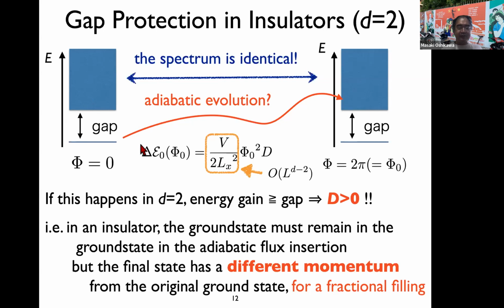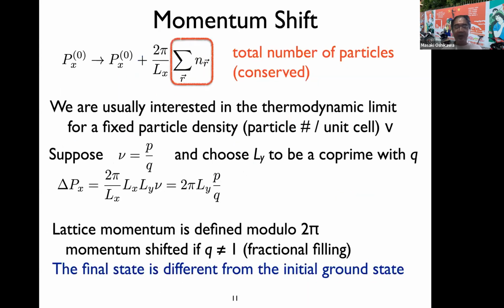And now I do this adiabatic flux insertion, starting from zero flux and ending up with 2 pi flux, one magnetic flux quantum, after inserting the magnetic flux quantum. And suppose that the system has fractional filling, that is, the number of particles per unit cell is fractional, not integer.